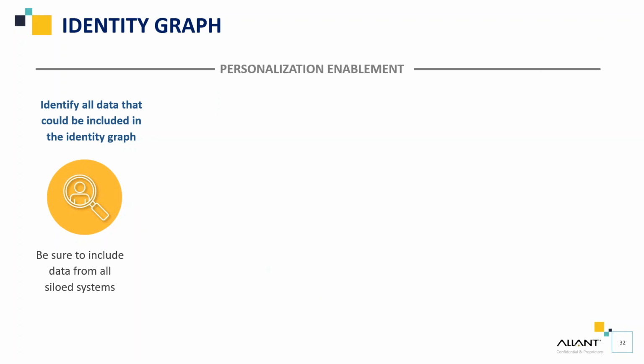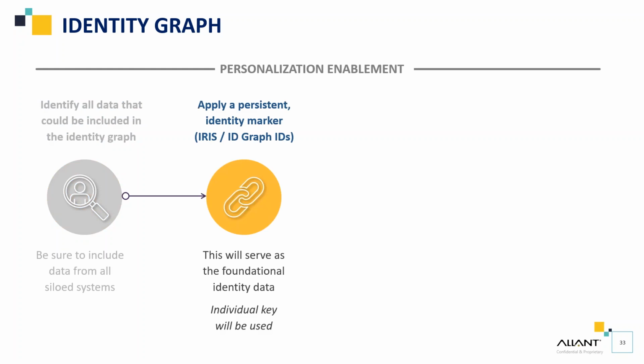According to the Association of National Advertisers, here are some best practices for laying the groundwork and completing the holistic view of the customer. First, identify all your first-party data that should potentially be included in the identity graph, including all that data from those siloed systems.